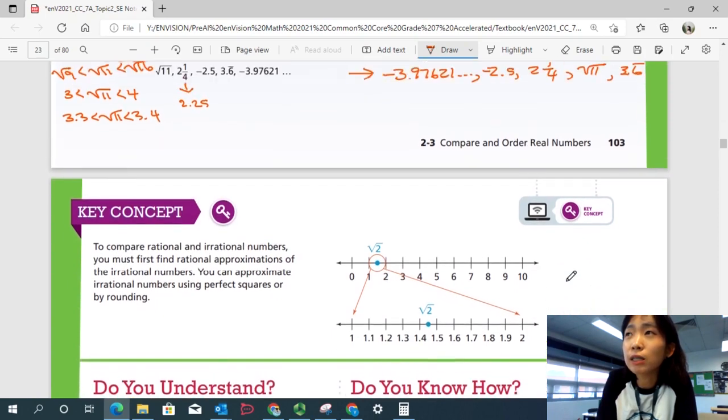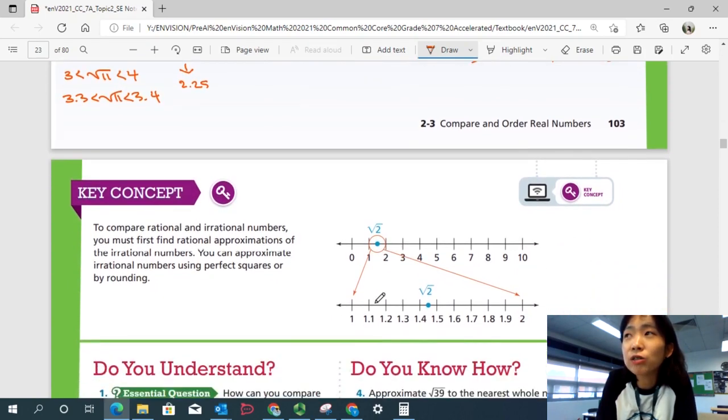Let's summarize our lesson. To compare rational and irrational numbers, you must first find the rational approximations of the irrational numbers. Square root 2 is between 1 and 2. And then you're going to approximate irrational numbers using perfect squares or by rounding. And then look at all the decimals between the whole numbers 1 and 2. You're going to square them to see between which of these decimals square root 2 lies. And then you have a more accurate approximation.